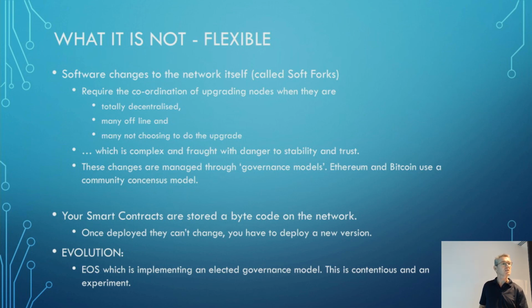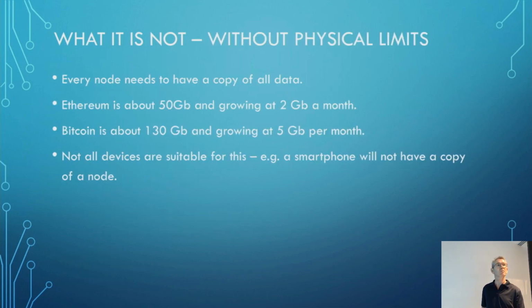The other thing is that to make a change to the network, there's a governance model to do that. You need to get agreement from the community in the Ethereum and Bitcoin case, and there's changes in that area with the delegated proof of stake. It's not without its limits. Everyone has a copy of the node and every transaction on that node. Currently, Ethereum is 50 gigabytes, Bitcoin is 130 gigabytes, and it's growing at that rate. So therefore, it won't work on a small device. And as it gets bigger, you need more space.